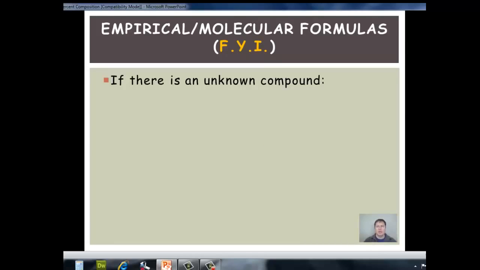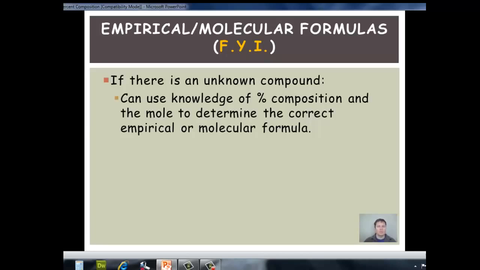If there is an unknown compound, if we don't know what its chemical formula is, we can use our knowledge of percent composition and also the mole to determine the correct empirical formula. Then once we know the empirical formula, we can go out and figure out the molecular formula.